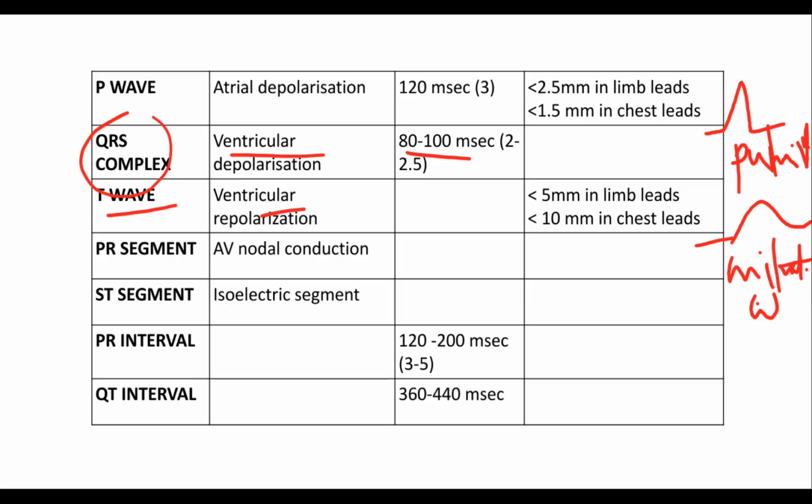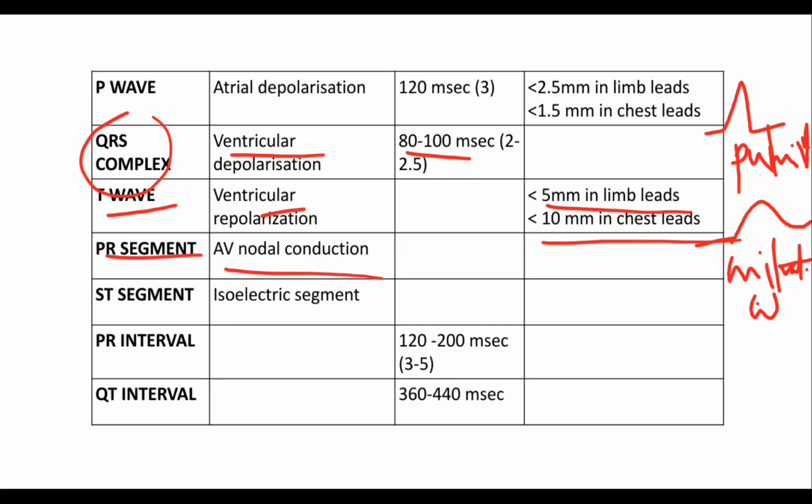T wave is due to ventricular repolarization. T wave is less than 5 mm in limb leads, less than 10 mm in chest leads. If it's more than that, it's a hyperacute T wave, which can be in the early part of MI. Tall peaked T wave can be seen in hyperkalemia. Usually the potassium abnormalities: hypokalemia can be an absent T wave with a U wave. Hyperkalemia can be a tall peaked T wave. So T wave abnormalities may be with electrolyte abnormalities.